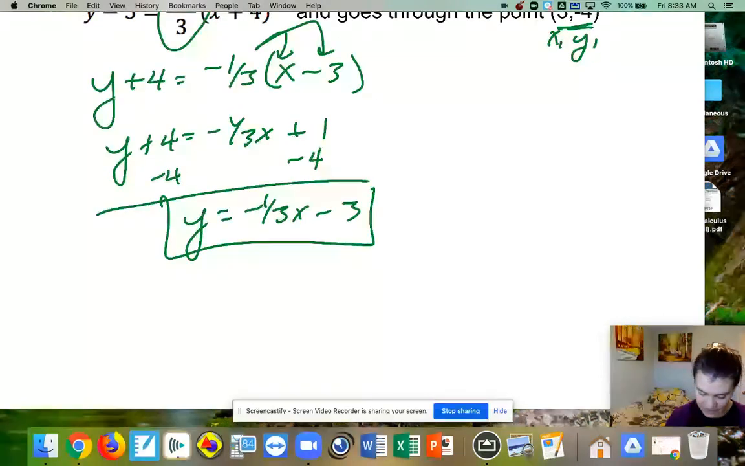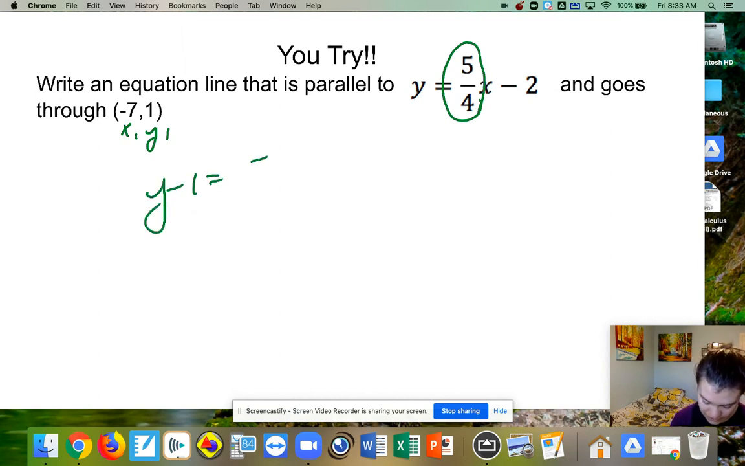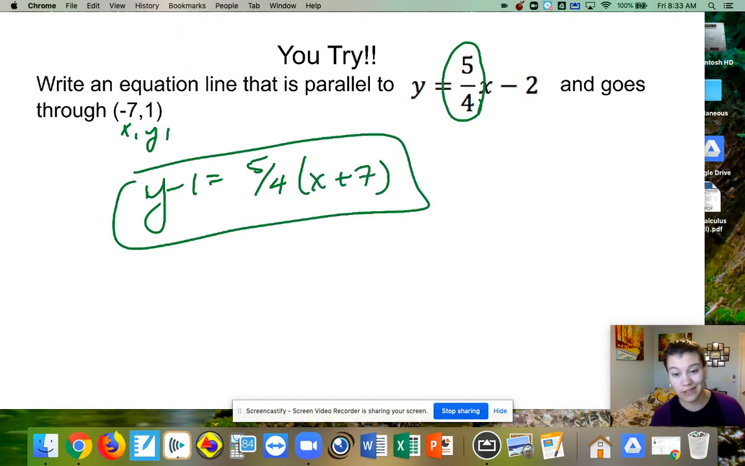So now you guys try this one, and then you'll have time for homework. All right, so here's your slope. Here's your x1, y1. And this one doesn't say how to write it. It just says write the equation of the line. So you could leave it in point-slope form, or you could solve for slope-intercept. So we'll have y minus 1 equals 5/4 times x plus 7. And since it doesn't say you need slope-intercept, I'm just going to leave it like this.